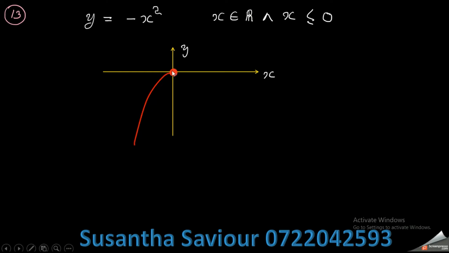So our y values are still less than or equal to 0. Even for the earlier case the range was the same, right? But two different domains. Look at this. We will take another.